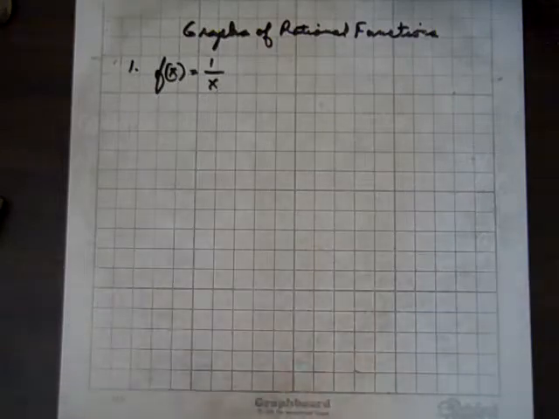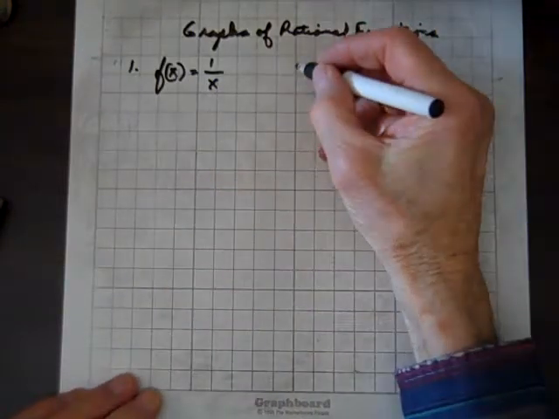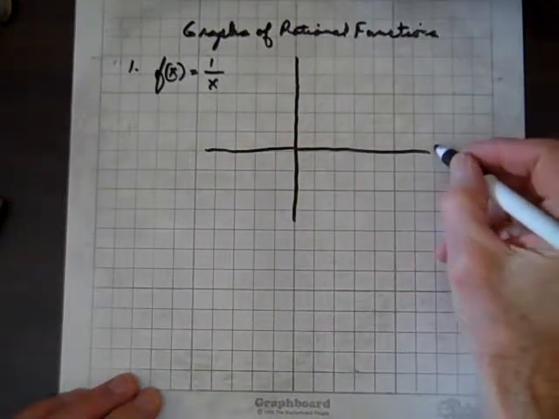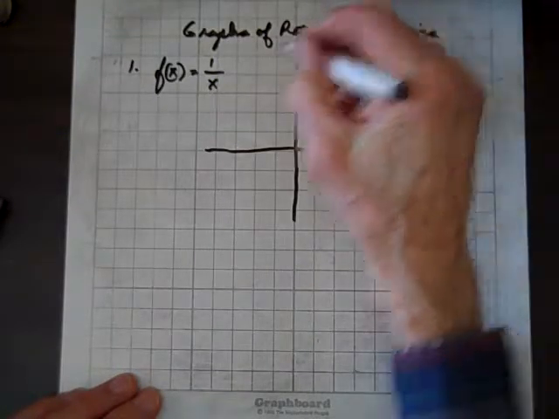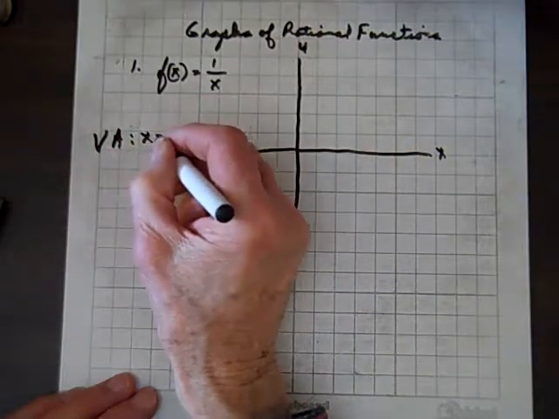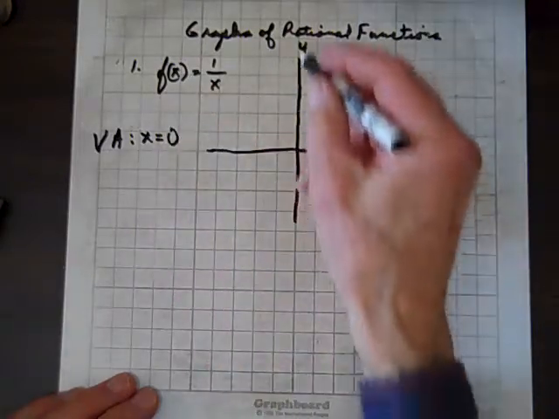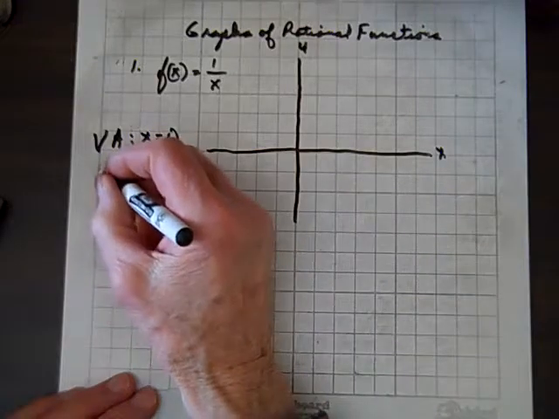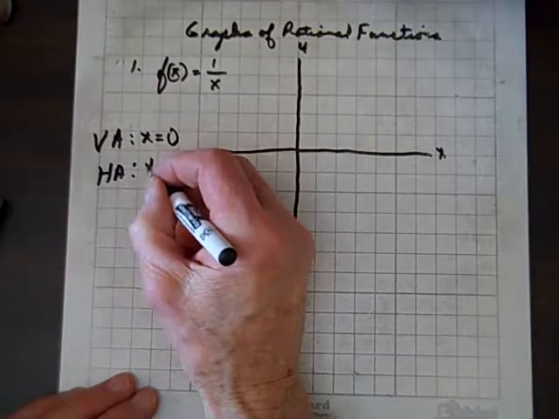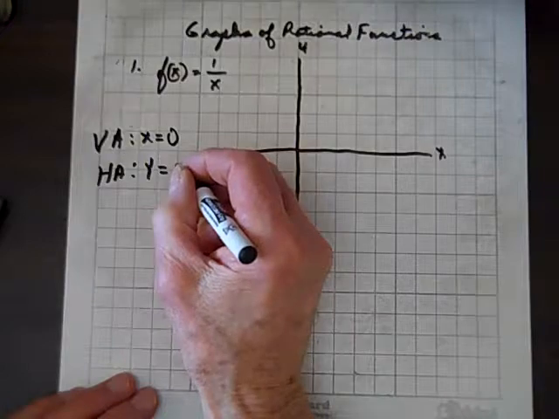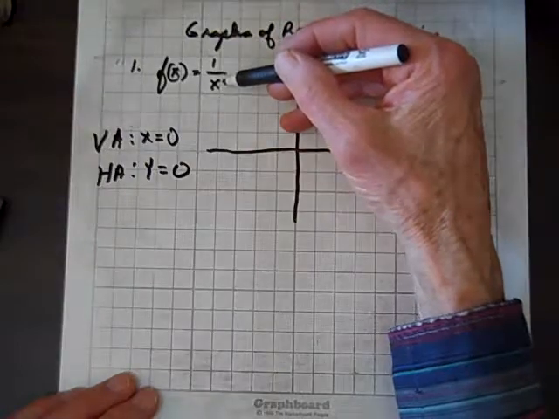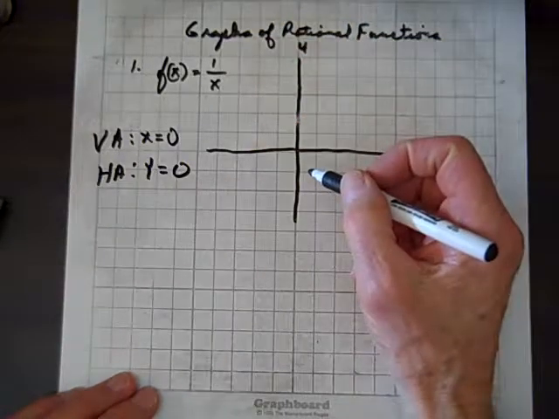Well, our task is to graph this rational function. And so here we go. And the vertical asymptote is x equals 0. In other words, it's the y-axis. The horizontal asymptote is also 0, so y equals 0, because the degree of the numerator is less than the degree of the denominator. Anytime that's the case, your horizontal asymptote will be 0.